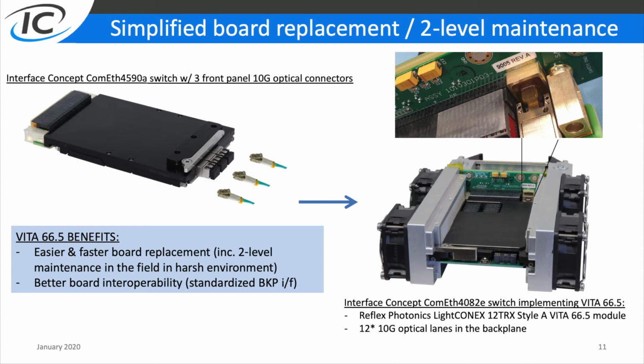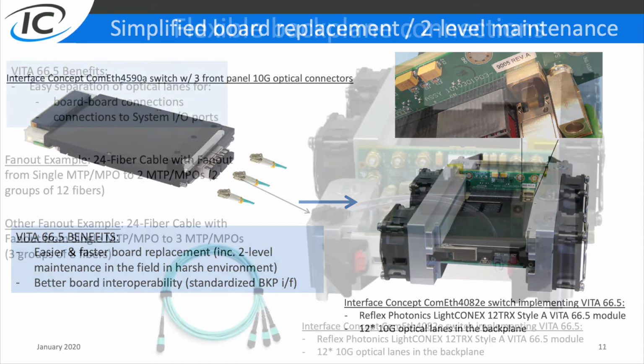Here we're showing, in the picture on the right, the example of an Interface Concept Comet 4082E switch, implementing a 66.5 plug-in module from Reflex Photonics. This solution supports 12 optical lanes, each capable of carrying a 10 gigabit Ethernet signal.